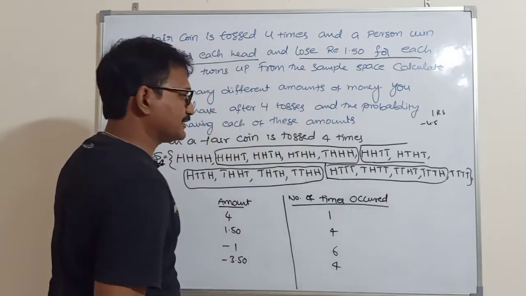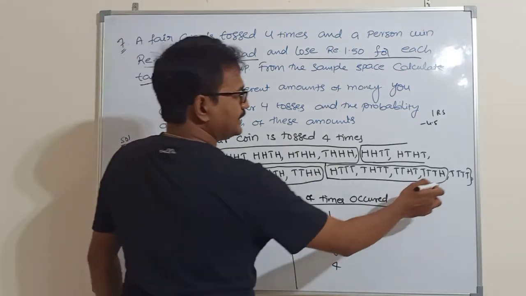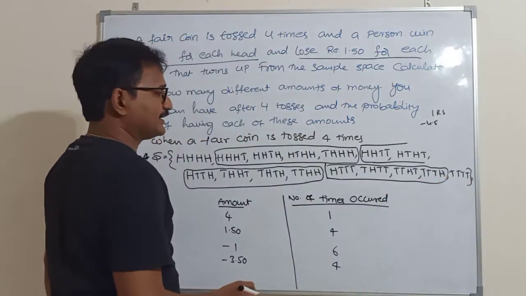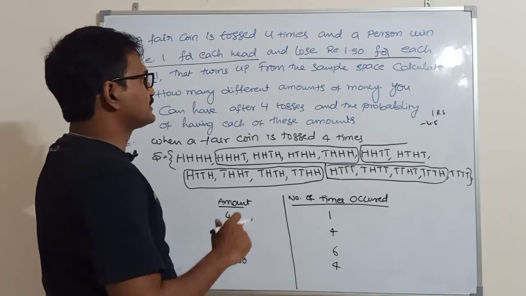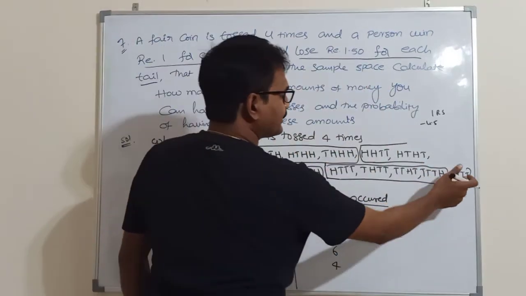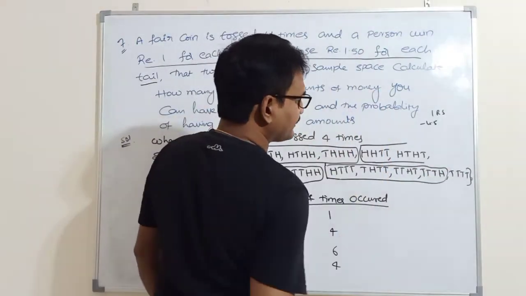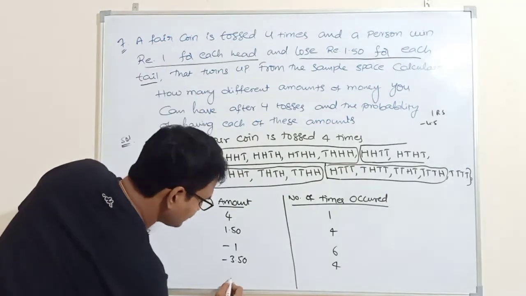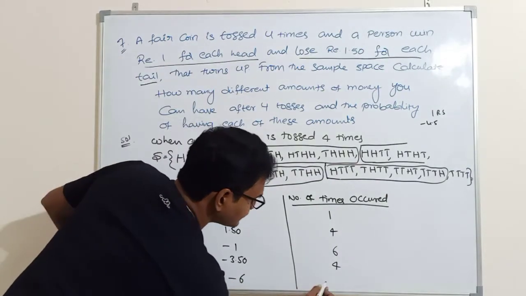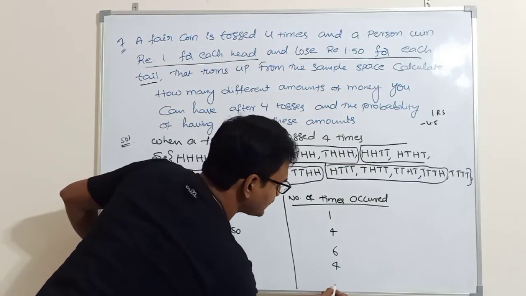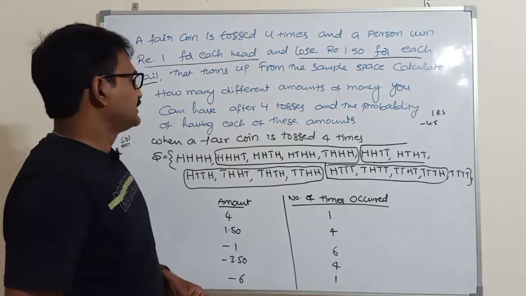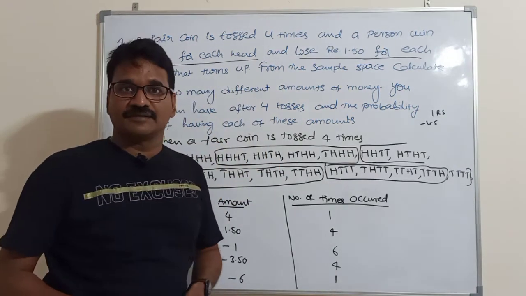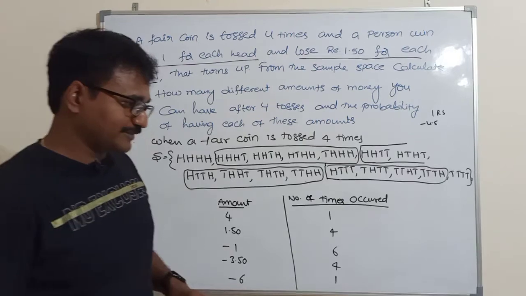4 times it occurred. Next, finally, T, T, T, T. All are tails only. That means you will always lose 1.5 rupees for 1 tail, so for 4 tails, 6 rupees. So how many times did it occur? 1 time. Next, we have to calculate the probability for this.